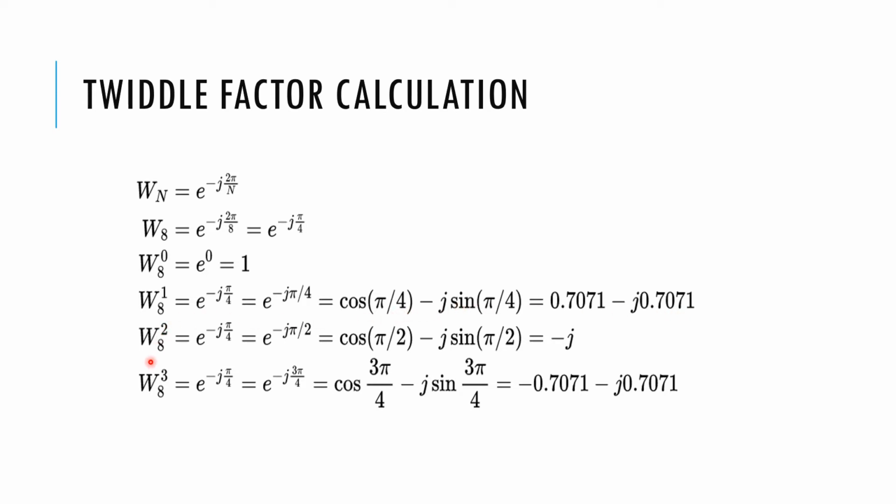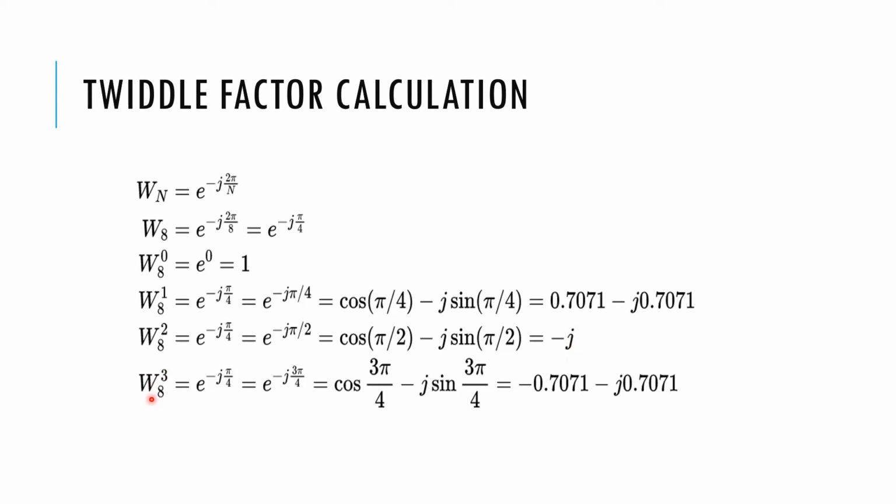Next one is W8 to the power of 2. So similarly, you do the same calculation, that is take W8, raise it to the power of 2. We get cos pi by 2 minus j sin pi by 2. Cos pi by 2 is 0, that is cos 90 is 0 and sin 90 is 1. So we get minus j.